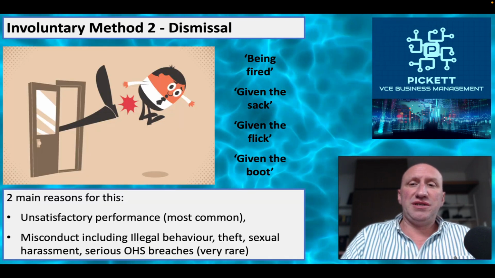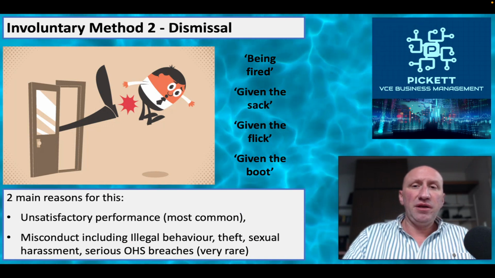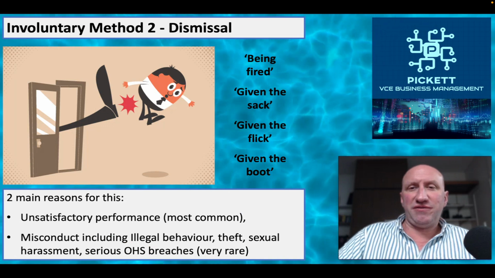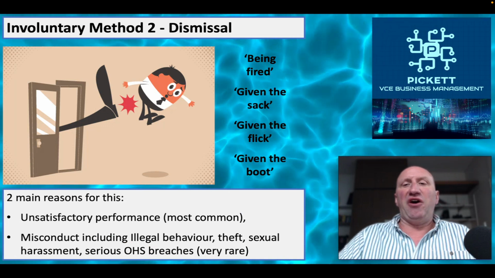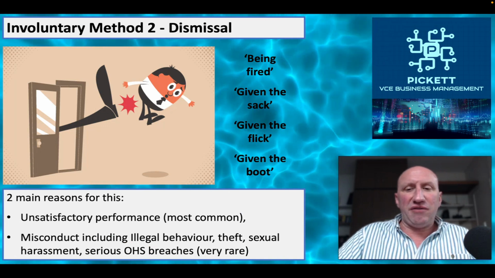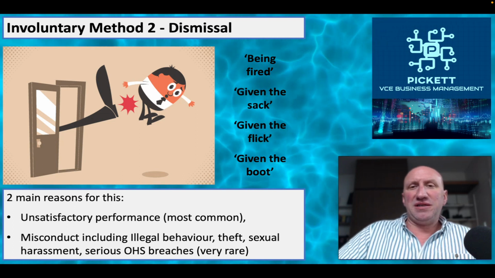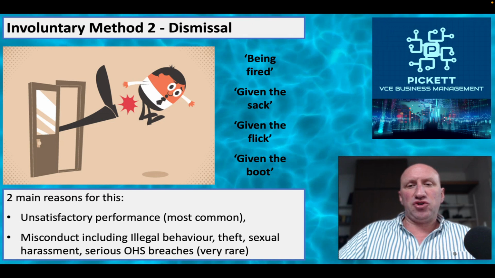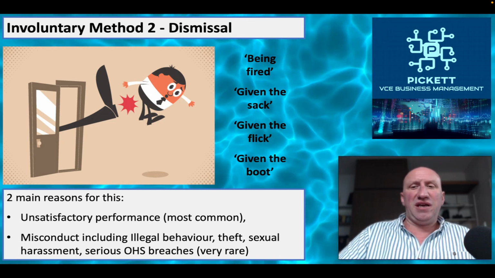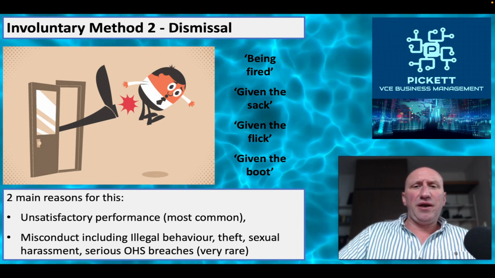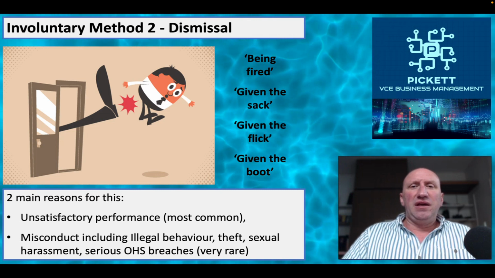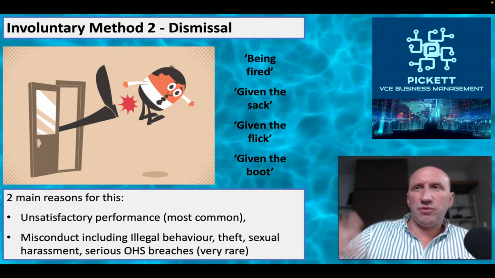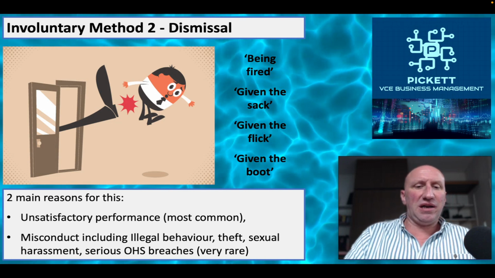Involuntary method to dismissal. Look, actually on the right there, I've just put, because there are some colloquialisms, some kind of slang terms: being fired, given the sack, given a flick, given the boot. I think maybe at least a couple of those are kind of English. Maybe they're not ones used in Australia. I'm not sure. I'm pretty sure being fired is used here, and given the sack, I reckon is. But this is the kind of language that people tend to use rather than saying I was dismissed or so-and-so was dismissed.